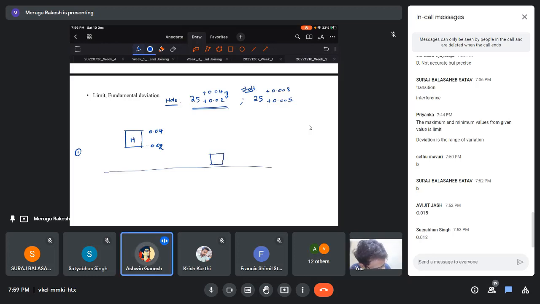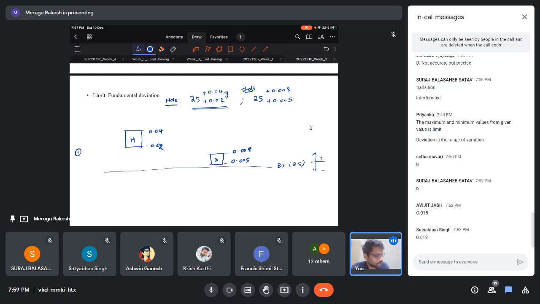Sir, if both are positive, we place them on the same side? Yes, if both the allowances are positive, we place them on the same side, above the basic size. So this is the basic size 25. Both are positive, so I am placing everything on the top. This decides positive or negative. Now the minimum we have is 0.005 and here 0.008.